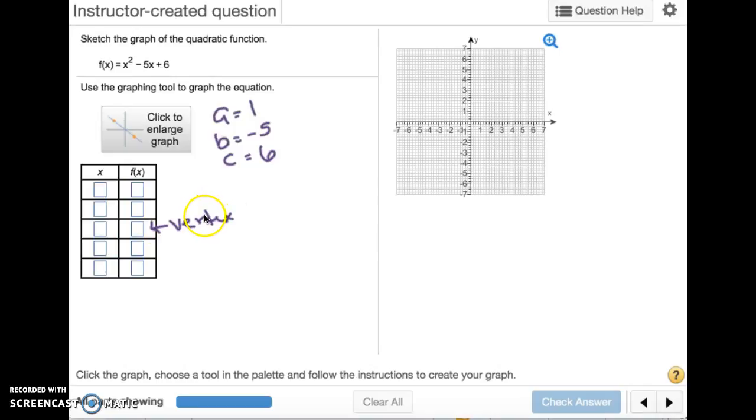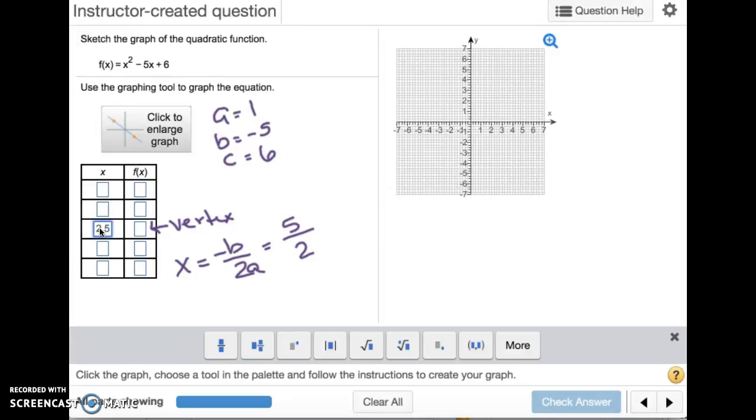So from yesterday, to find that vertex, we're going to have to use the equation x equals -b over 2a. When I use these numbers, I'm going to take negative times -5, which is +5, and 2 times my a, which is 1, so that gives me 2. So this is going to be 5 divided by 2, or 2.5. So I can enter here 2.5. That's going to be the x value of my vertex.